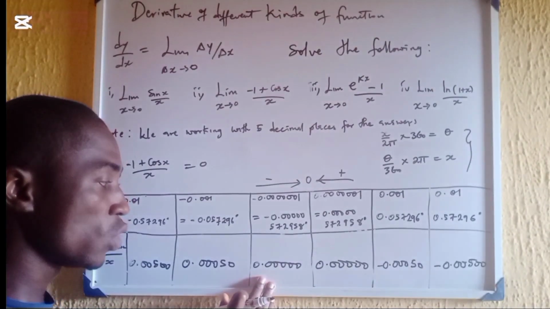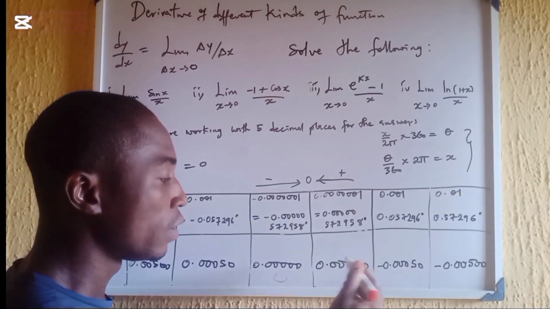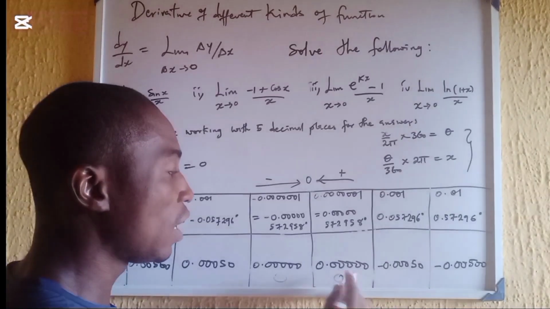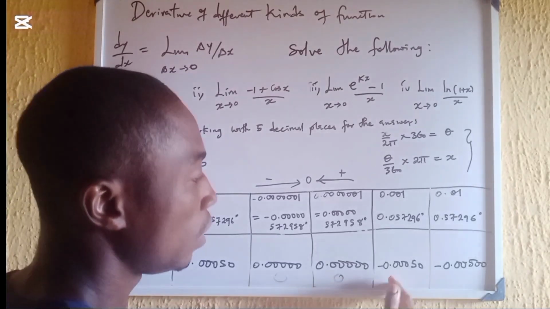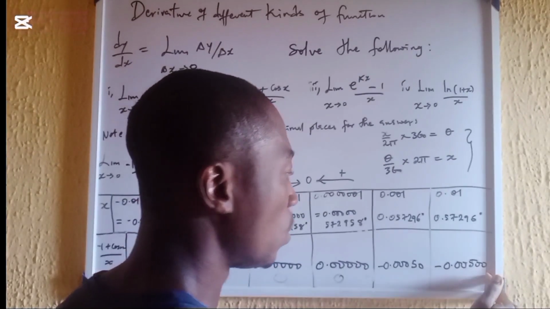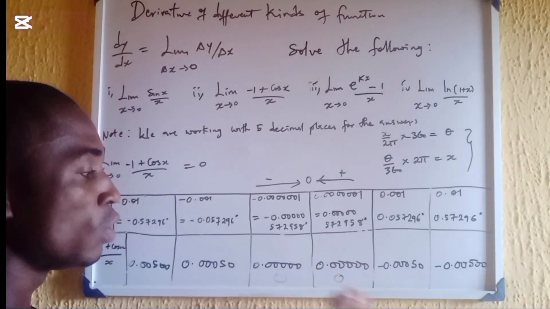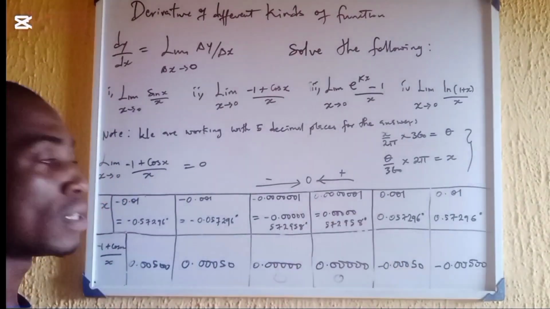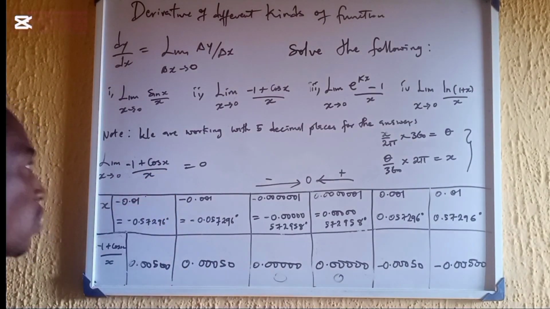Then what do we do? Go to the next guy. That's for 5 decimal places, you're having 0.00000. And that's the same thing as what? 0. And for the next one, that's for the right hand side, we'll have this 0.00000, which is also the same thing as what? 0. Then we're having minus 0.00050. Then we're having minus 0.00500. So you can see that we're having negative values, we're having positive values, but on going very close to 0, we arrived at 0 for both sides. So in that case, the limit of minus 1 plus cos x over x is equal to 0 as x tends to 0.